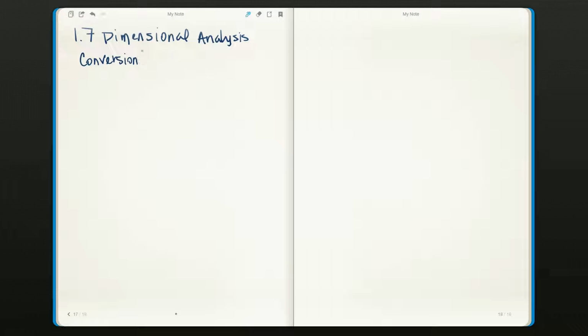So it's conversion from one unit system to another. Table 1.4 in your book gives you a list of English metric equivalents for length, mass, and volume.